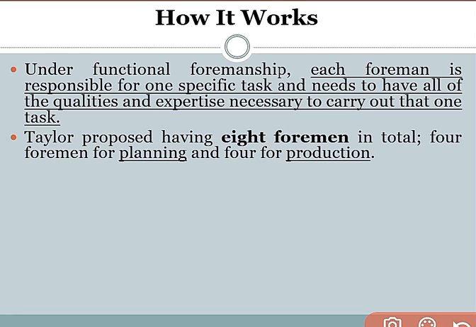So Taylor proposed 8 foremen in total, 4 foremen for planning and 4 foremen for production. So F.W. Taylor proposed there must be 8 foremen, 8 subdivisions of the manager, for the workers who are working at factory level. This categorization is subcategorized under the planning foremen and production foremen.